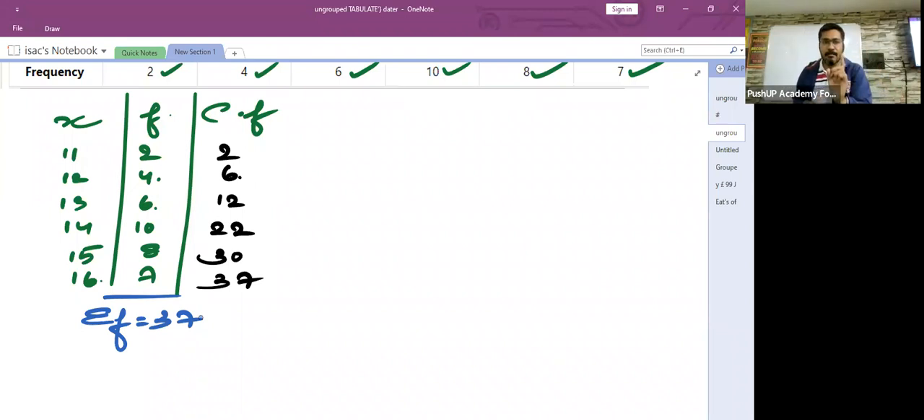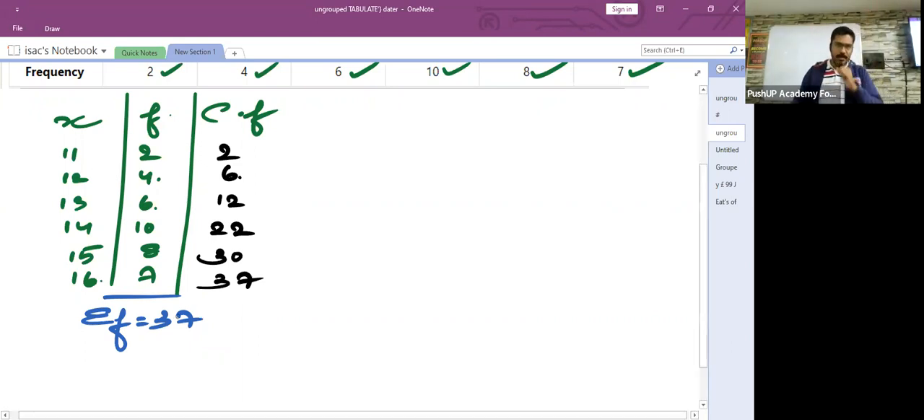And the same, sigma f is equal to what? N in arrayed data. Do you all remember it? Okay. Fine, children.